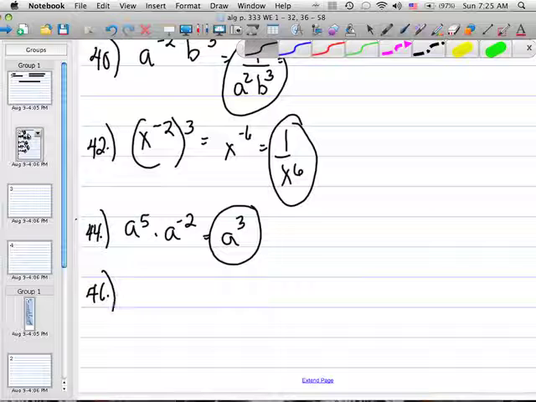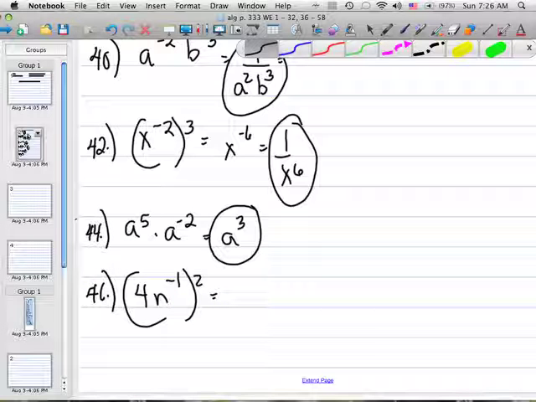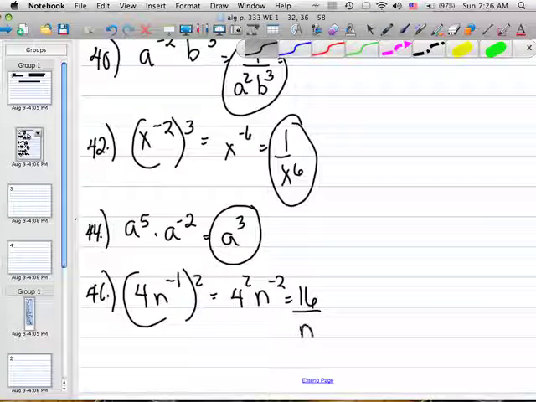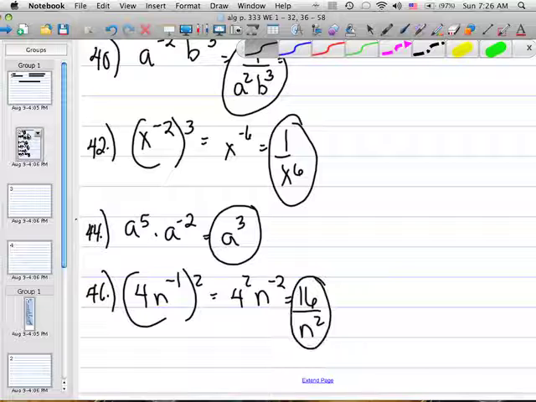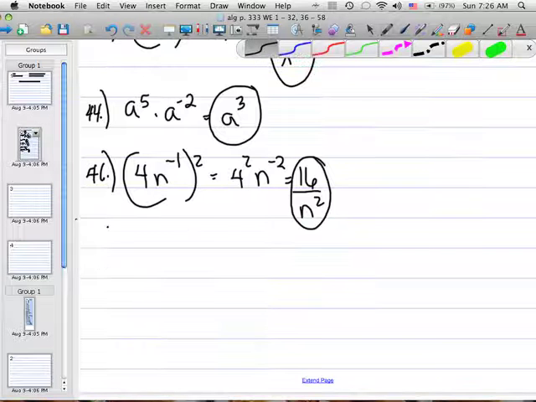46, you have 4n to the negative 1 squared. So we're going to take everything inside and square it. 4 squared is going to be 16, and n to the negative 1 squared is n to the negative 2. So that's 16 over n squared. Remember, the negative power will move it down. Just flip it.